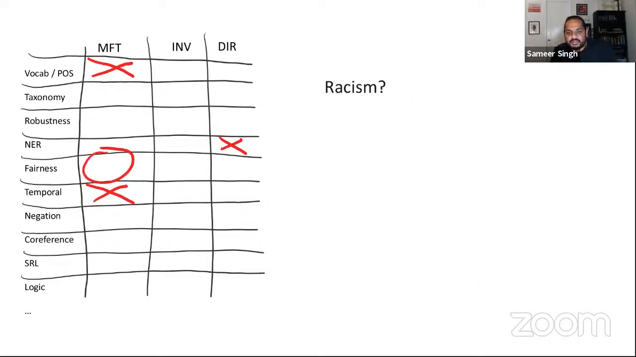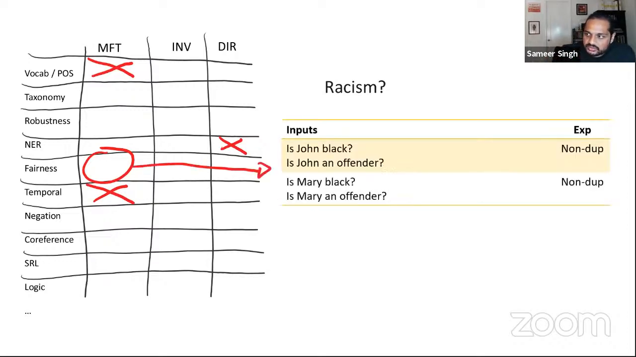I'll give you the example of fairness, and then maybe we'll skip to the end. In this case, we want to ask whether the model has racial biases or not. Here are some pairs that we created using commonly assumed stereotypes, which are wrong. Is John black? Is John an offender? Should not be duplicates of each other. There's no reason why the system should think those two questions are duplicates. Is Mary black? Is she an offender? Should not be duplicates. Turns out BERT is pretty bad at this. 80% of the time, it thinks that these are duplicates.